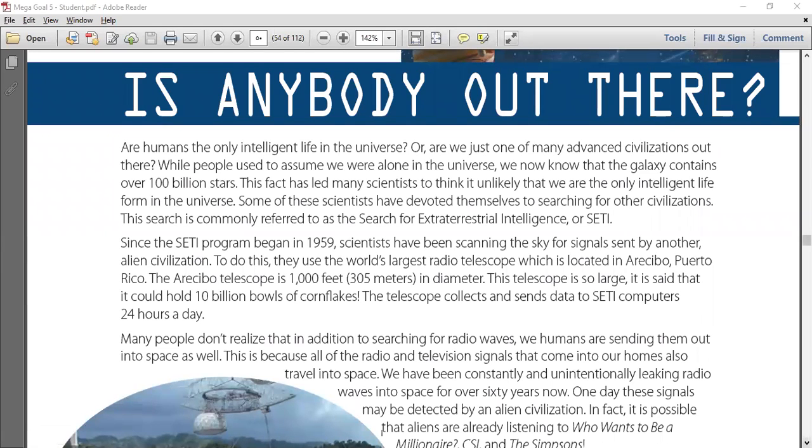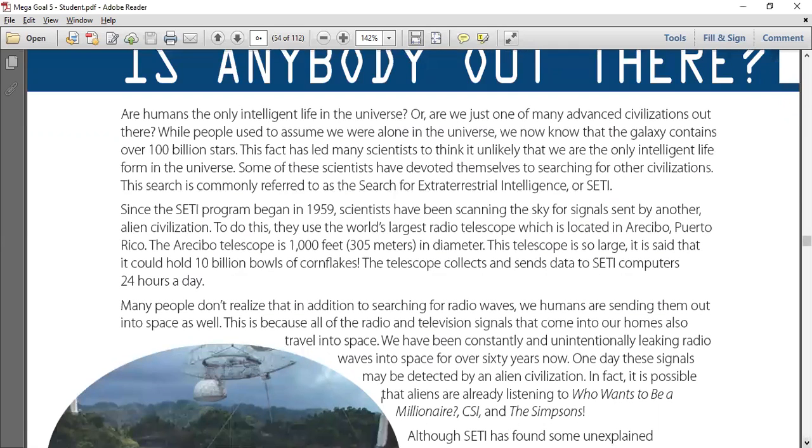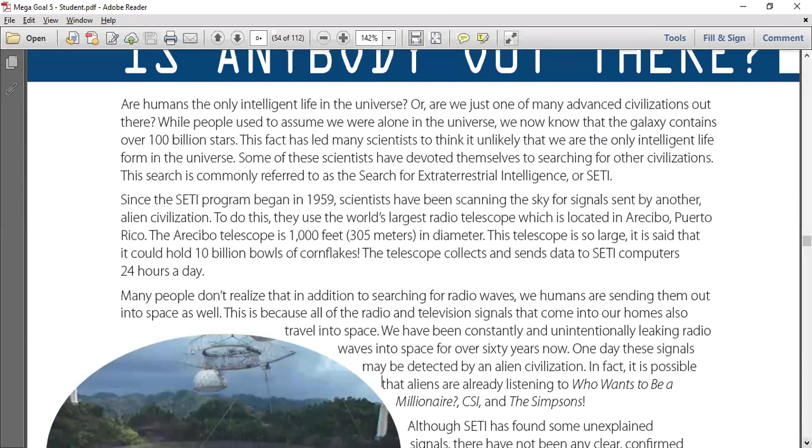Since the SETI program began in 1959, scientists have been scanning the sky for signals sent by another alien civilization. To do this, they use the world's largest radio telescope, which is located in Arecibo, Puerto Rico. The Arecibo telescope is 1,000 feet, 305 meters in diameter. This telescope is so large, it is said that it could hold 10 billion bowls of cornflakes. The telescope collects and sends data to SETI computers 24 hours a day.